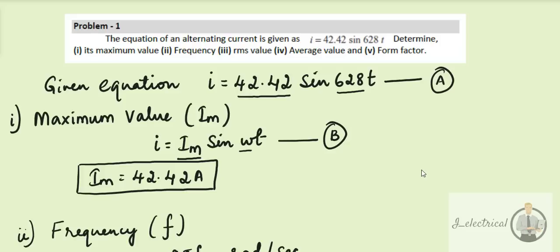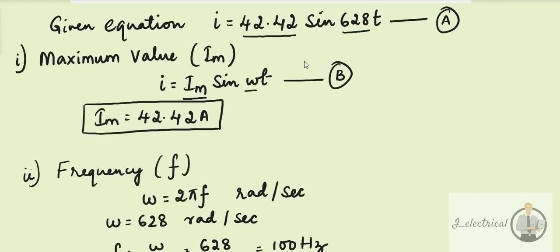To find out the maximum value, I should write down the standard form of the equation. After writing the standard form, if I compare it with the given equation, I can easily write what the maximum value is. So for this example, the maximum value is 42.42 amps.